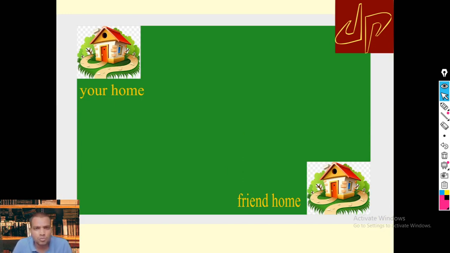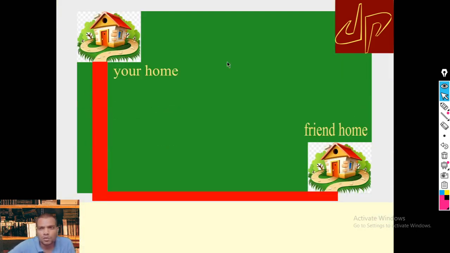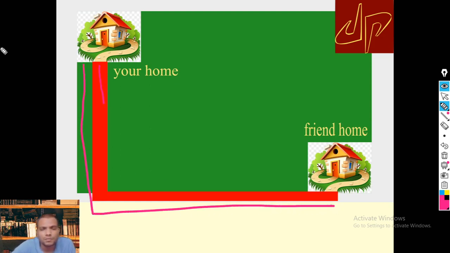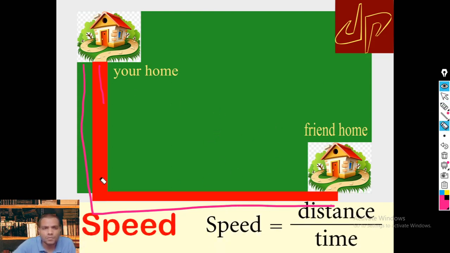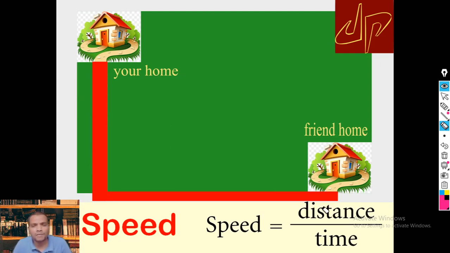Suppose you have a plan to move from your house to your friend's house. Consider a rectangular park. In the rectangular park, one corner is at your house and another corner is your friend's house. Suppose you chose this path, so you move all the way from here to here and again from here to here. If I want to calculate the speed, what does speed define? Speed is nothing but distance upon time. So what is the distance from here to here? We can calculate the distance by bringing a meter tape, or if you have numbers, we can calculate the speed.